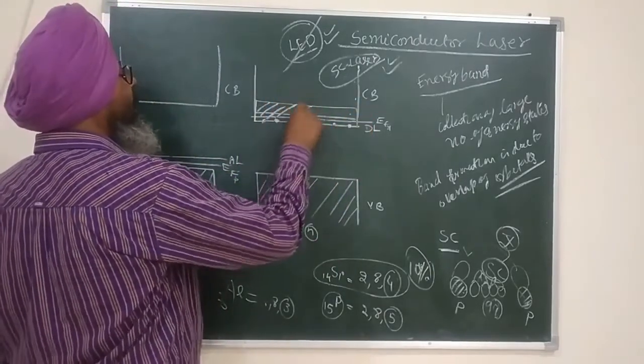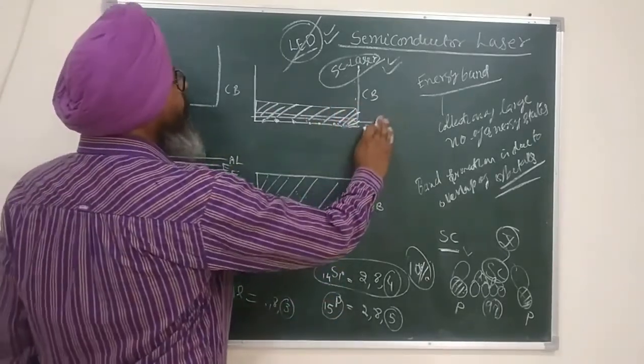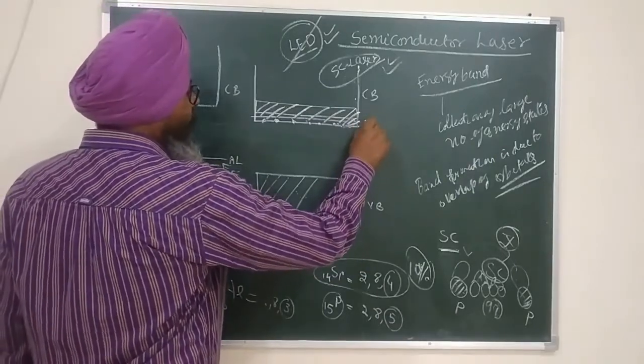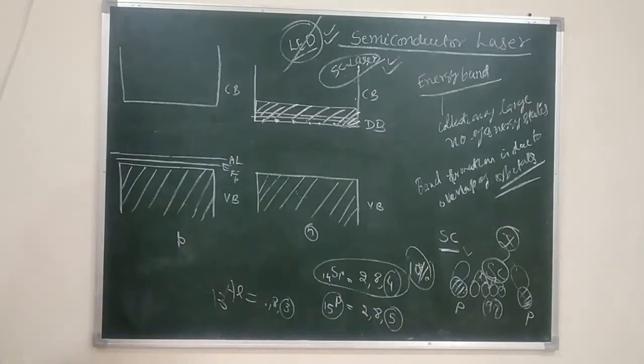So I will show it like a shaded region, and I will change its designation now. It will be now dB. DL is now changed to dB. It is now donor band rather than donor level.